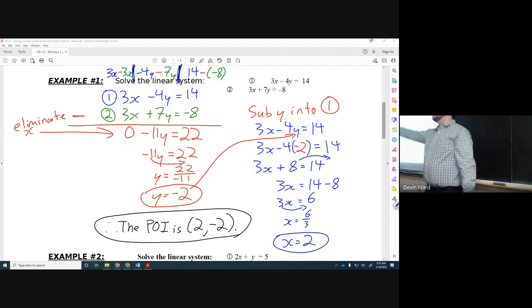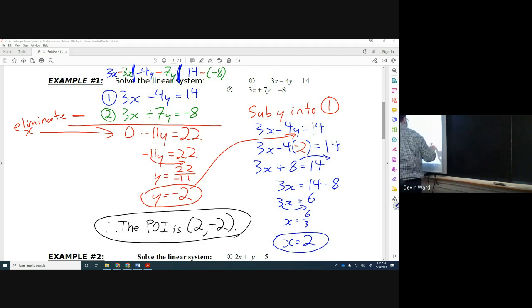Okay, is everyone okay with that first one? So when you're given questions like this, you can use elimination or substitution, unless I tell you which one to use. But if you see a 3x and a 3x, it's going to be easier to do elimination. If you had an x by itself already, it would be easier to do substitution.